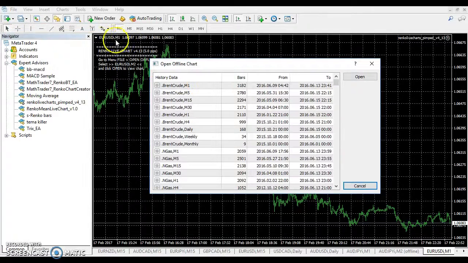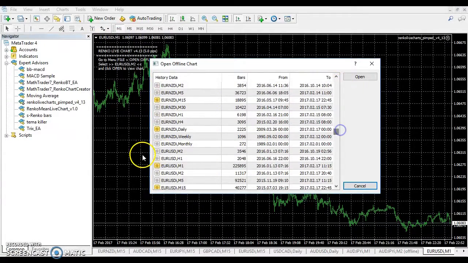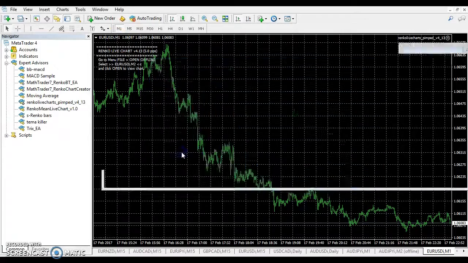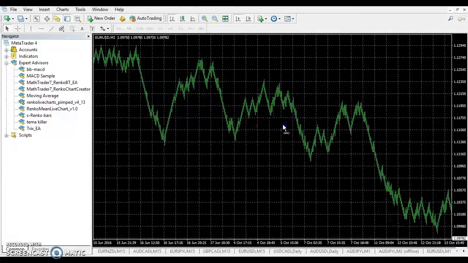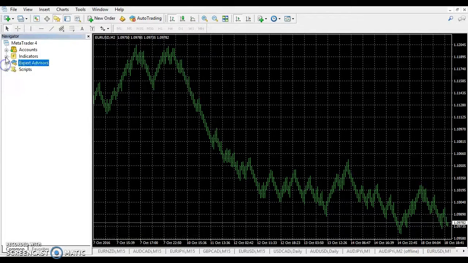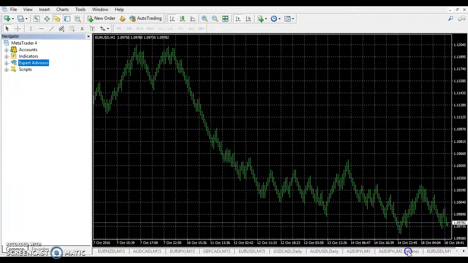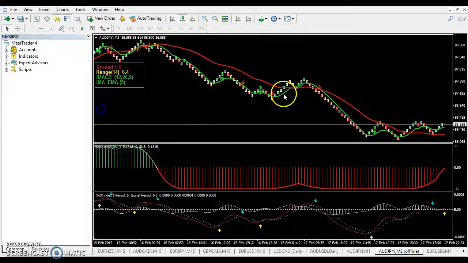Click it. You're going to find the same currency pair, except it's going to say M2 instead of M1. Euro USD M2. Click that and you got your Renko open. And then you're going to just upload the other indicator I sent to you onto your chart, and it should look like this afterwards.